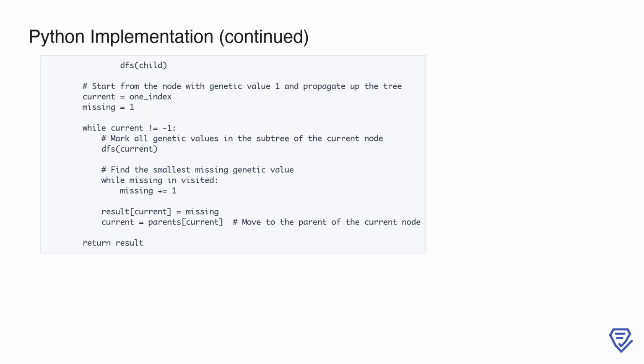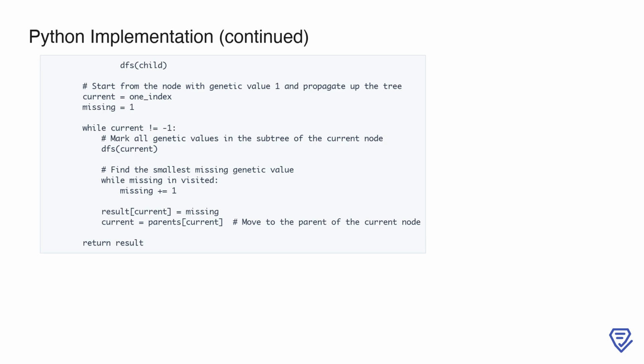The depth first search function, DFS, starts by marking the genetic value of the current node as visited. Then, for each child of the current node, the function recursively calls itself to explore deeper levels of the tree. After defining DFS, we focus on traversing the tree from the node containing the genetic value 1 upwards to the root. We initialize current with the index of this node, stored in 1_index, and set missing to 1, as we aim to find the smallest missing genetic value starting from 1. In the while loop, which continues until we reach the root, we first call DFS on the current node to mark all genetic values in its subtree.